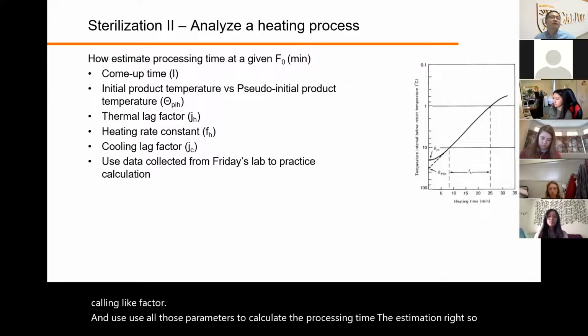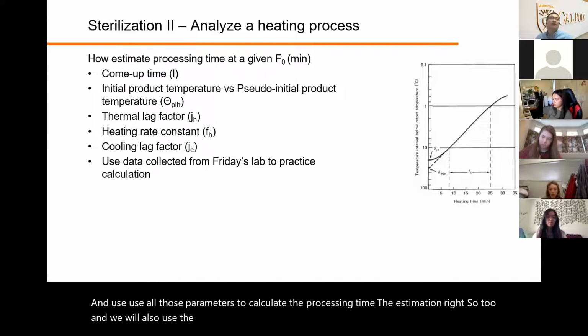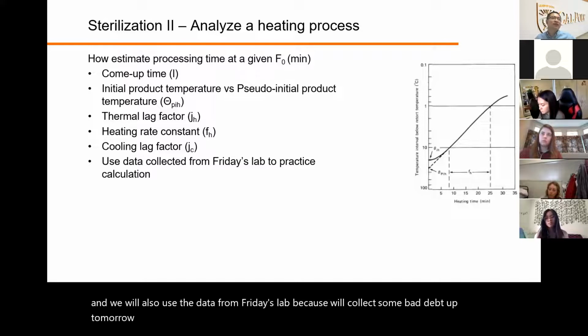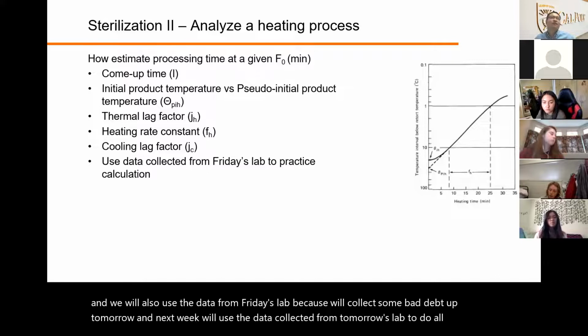And we will also use the data from Friday's lab, because we'll collect some data tomorrow, and next week we'll use the data collected from tomorrow's lab to do all those calculations. Okay.